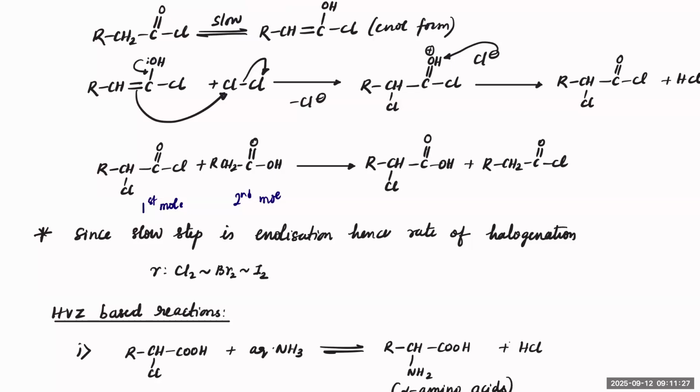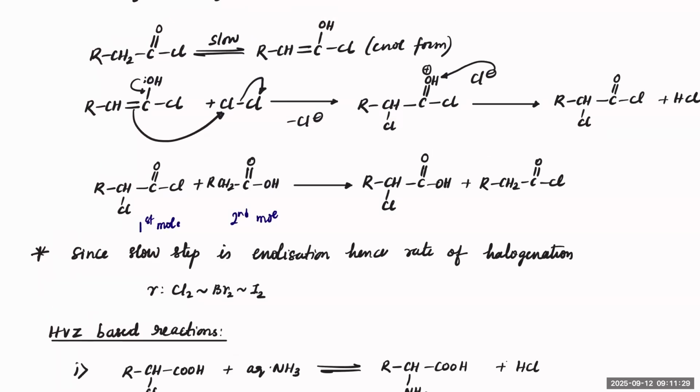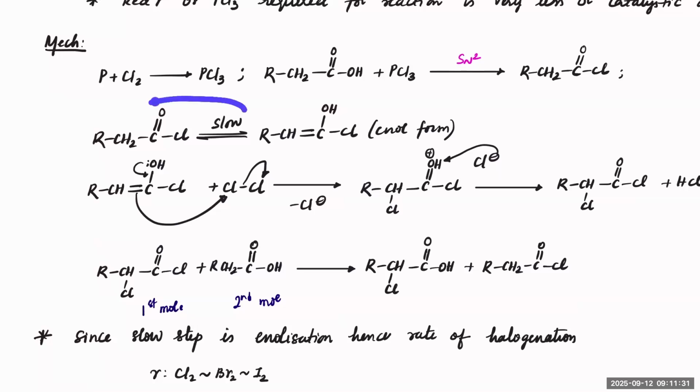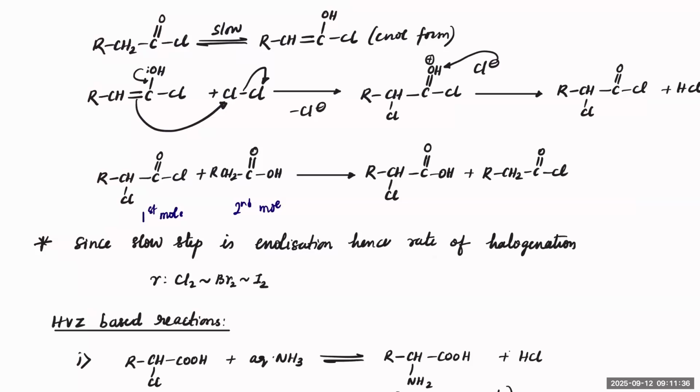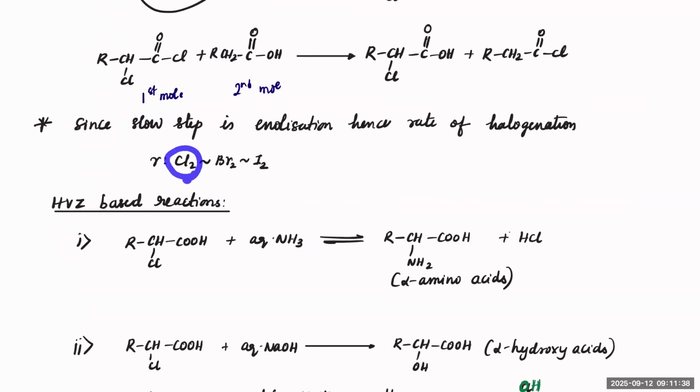You may have noticed that the rate determining step is only about this enol formation. It's a very slow step. That's why whether you do the reaction with chlorine, bromine, or iodine, the rate of the reaction will be the same.